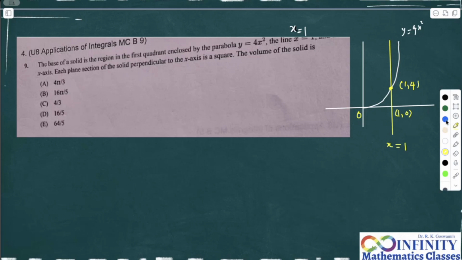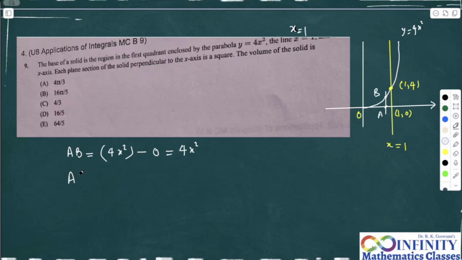Now the question is, each plane section of the solid perpendicular to the x-axis is a square. So again, there is a cross section you may consider. This is going to be A and B again. It is a square. So again, please help me, what will be my AB there? It is top minus bottom. The top curve is y equals 4x square. The bottom curve is the x-axis, which is y equals 0. So I will be having 4x square only.